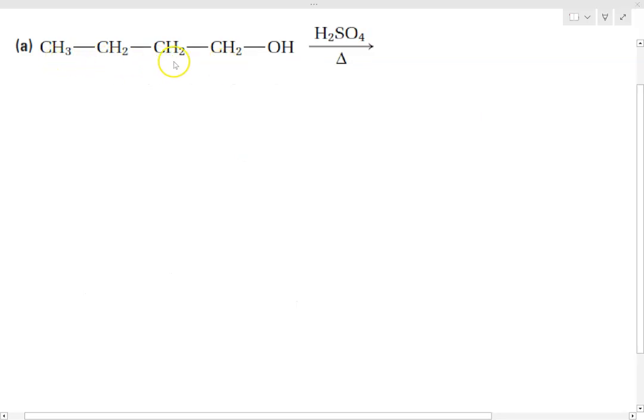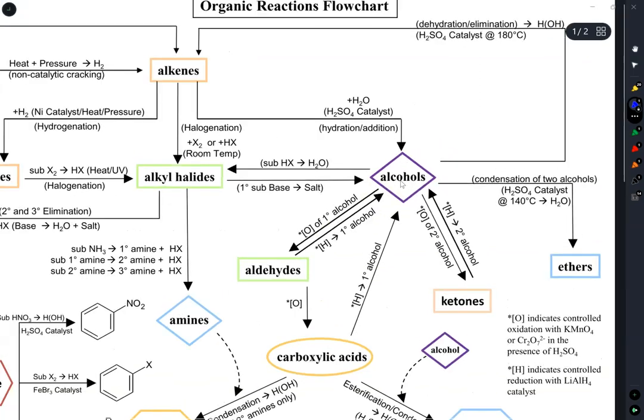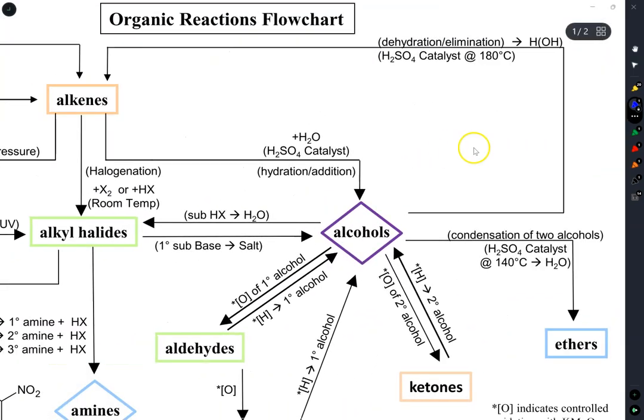I see that we have a primary alcohol over here. Primary meaning that the hydroxyl group is attached to a terminal carbon at the very one end. And we've got sulfuric acid and heat being used as a catalyst and also an environmental condition. Looking back at my flowchart, we can focus on alcohols. With alcohols, if you use sulfuric acid and heat, depending on the temperature, you might get 2 different products.